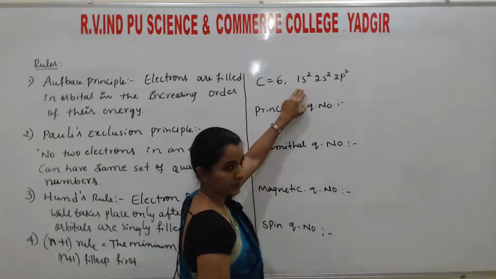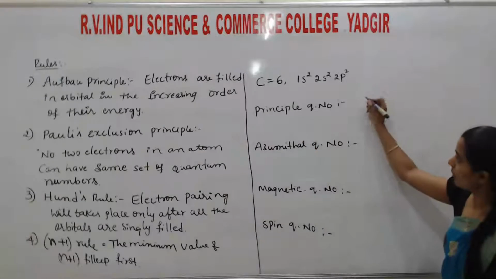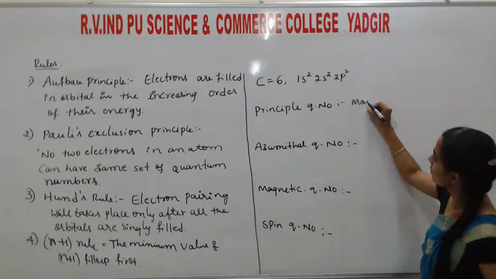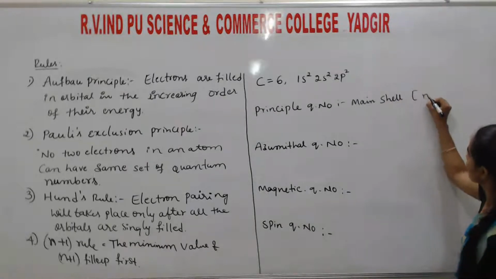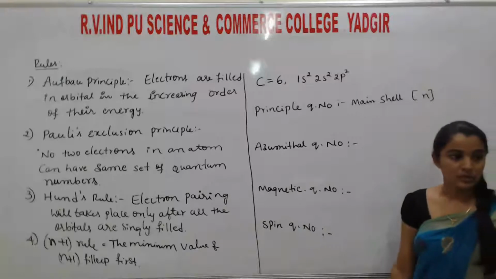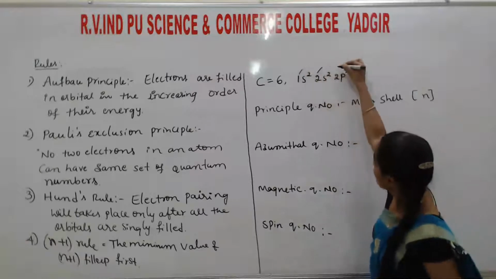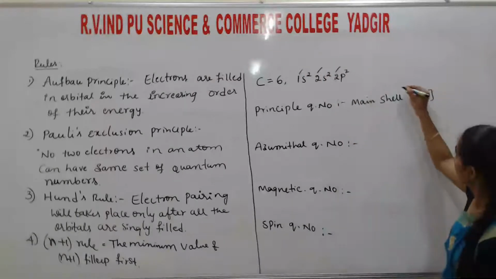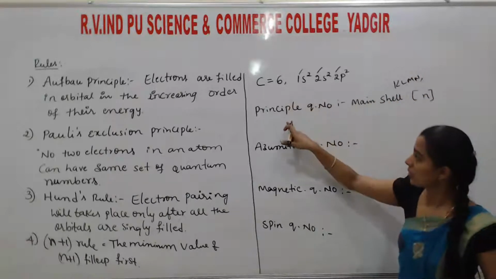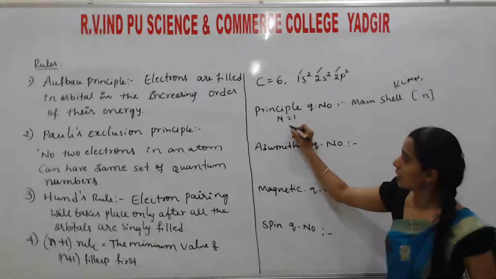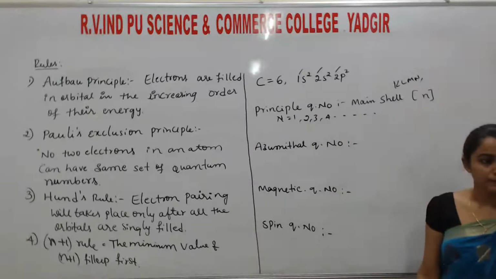So this is the configuration, and I'll compare these quantum numbers with it. Here the principal quantum number shows the main shell, represented by n. Here 1, 2, 3, 4 are the K, L, M, N shells, as you know. The main shell is given by the principal quantum number, that is n equal to 1, 2, 3, 4, etc.